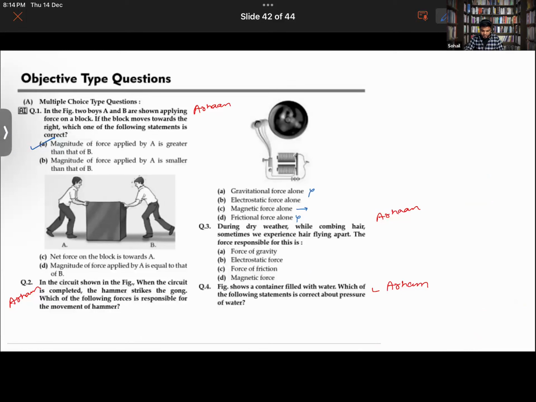Okay. Question number 3. During dry weather while combing hair, sometimes we experience hair flying apart. This is due to electrostatic force. Exactly, electrostatic force. Read the next question.